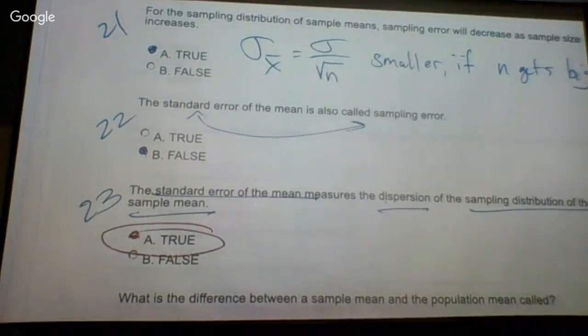23 is true. Standard error is the standard deviation of the sampling distribution of the sample means. 23 down, 26 to go. It's great. Once we get through the next 6 questions, we got 5 math problems to do.